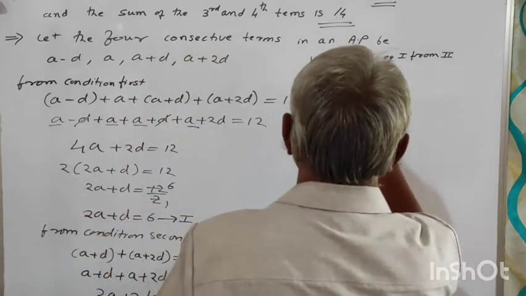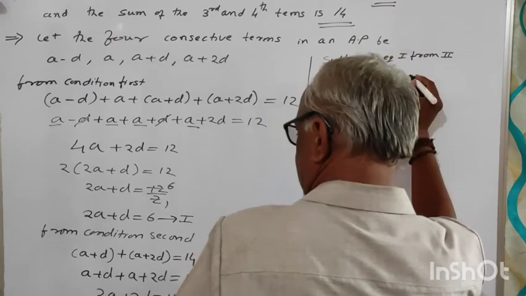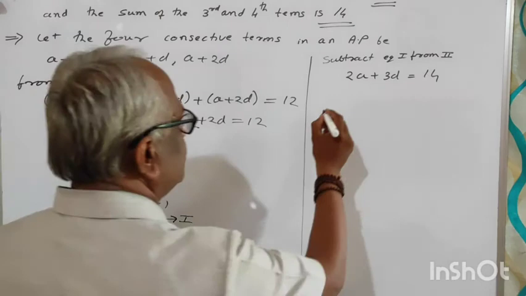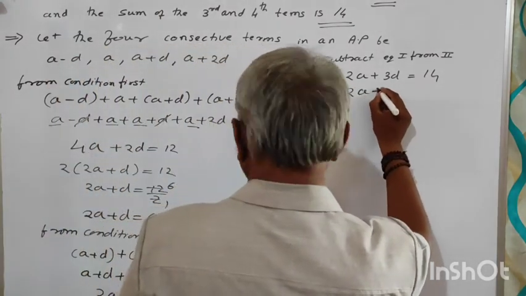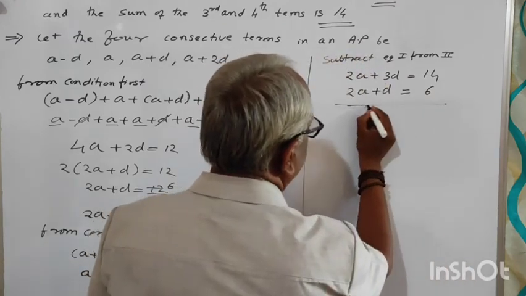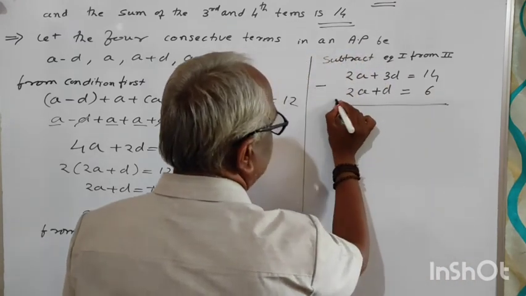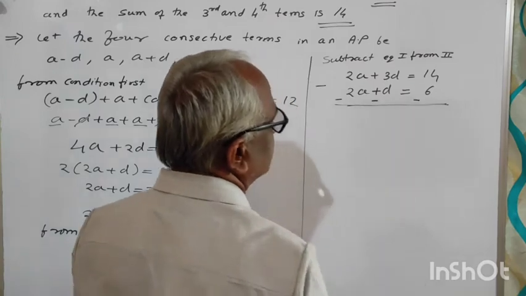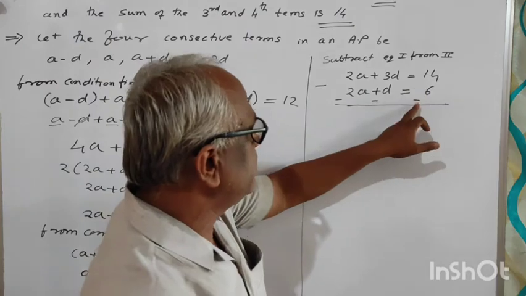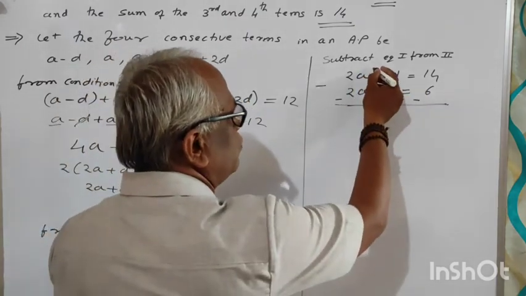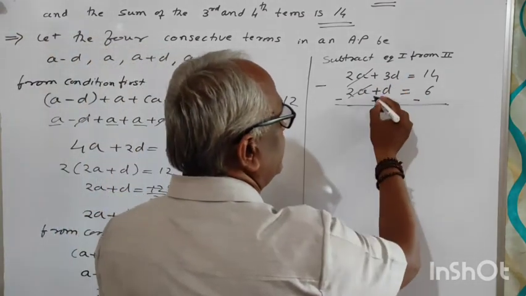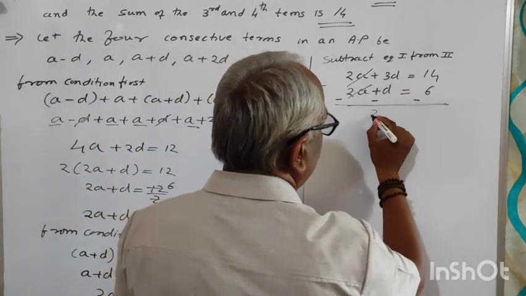2a plus 3d is equal to 14. From this we are subtracting 2a plus d is equal to 6. When you subtract, the sign will change here, it becomes minus. Minus into plus is minus, minus into plus is minus, minus into plus is minus. So this plus 2a and this minus 2a will cancel. 3d minus d is 2d.